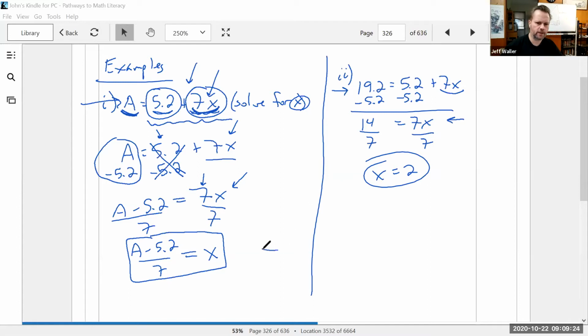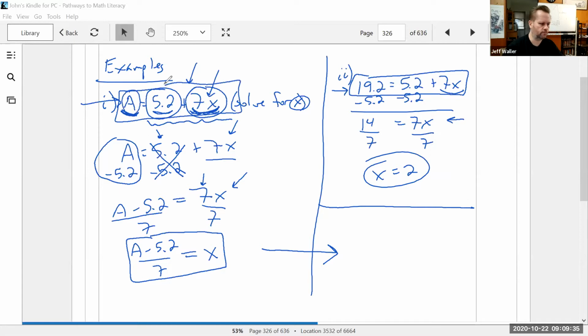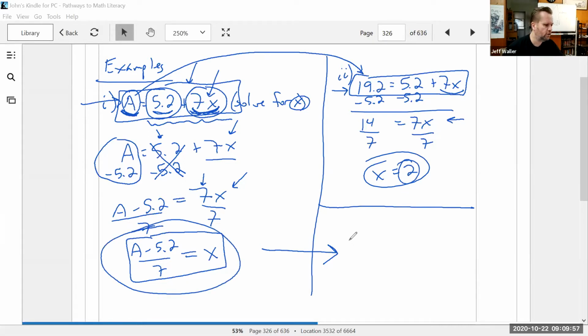Now, just to complete the circle of life here, I want you to realize, how did I make this equation from this equation? What did I make A equal to make this equation over here? What did I put in place of A? 19.2. Kick ass. So if I put 19.2 into this one, I already know I better get a 2 out because this is the same formula, just with A as 19.2. So if I put a 19.2 in for A, what do I get? Well, what's 19.2 minus 5.2? 14. What's 14 divided by 7?